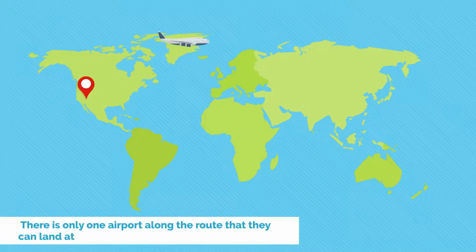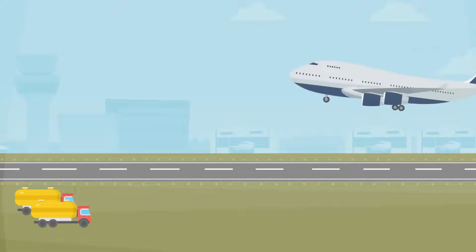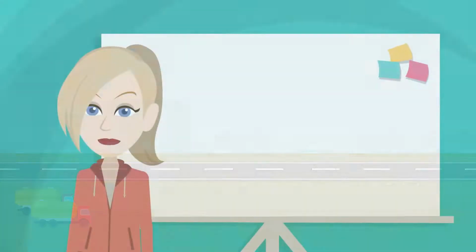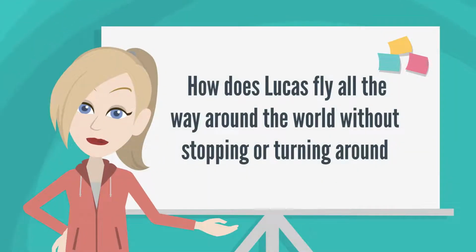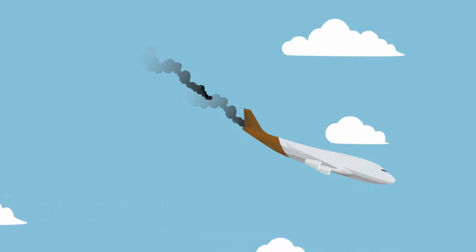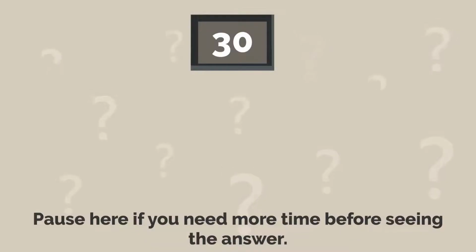There is only one airport along the route that they can land at, or refuel at, and it is at the starting point. Peter and Jane can return to the airport to refuel. How does Lucas fly all the way around the world without stopping or turning around, and without any of the 3 pilots running out of fuel and crashing?